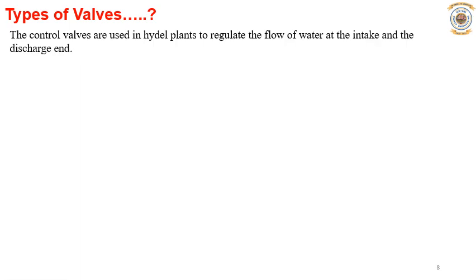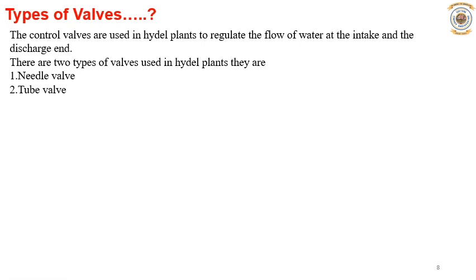Next, we will study valves and their types. Valves are used in hydroelectric plants to regulate the flow of water at the intake and the discharge end. There are two types of valves used in hydel plants: the needle valve and the tube valve. Apart from these two, there are also gate valves, butterfly valves and rotary valves. But in this video, I'm restricting the explanation to the needle valve and tube valve.